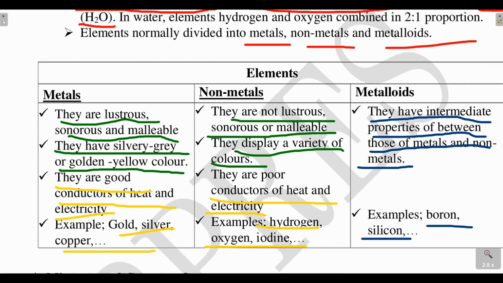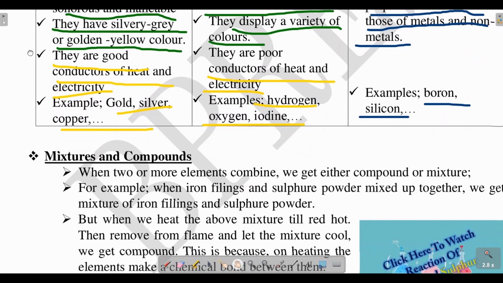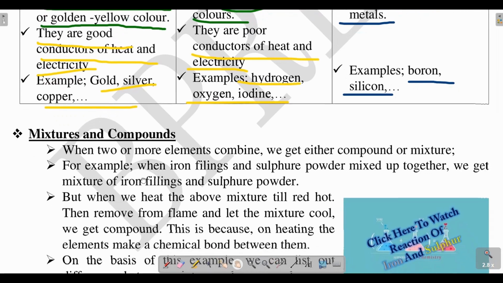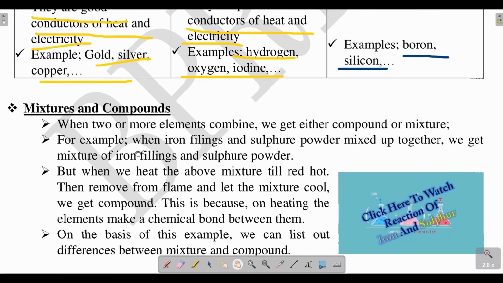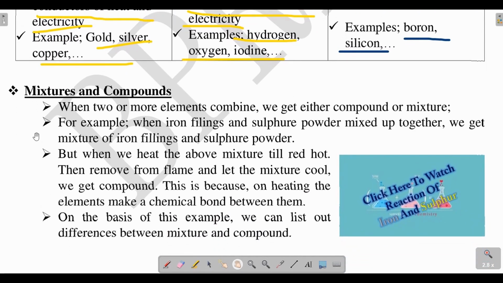Now we are moving to the last topic of this chapter, that is mixtures and compounds. To understand mixtures and compounds, we are going to take one example: when two or more elements combine, we get either a compound or a mixture. While we discuss this section, we will get a clear idea about why compounds are considered a pure substance.